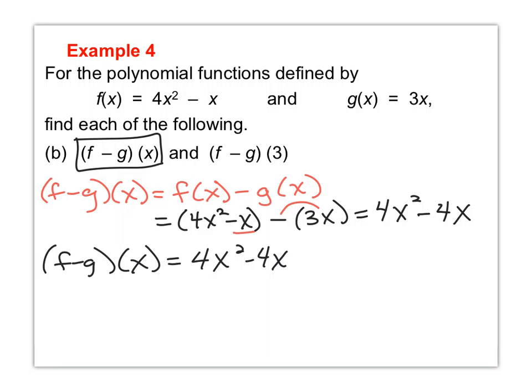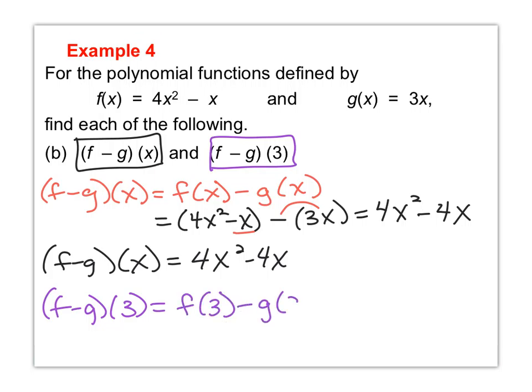For the second part, we want to find f minus g of 3. Now, f minus g of 3 can be found by taking f of 3 and subtracting g of 3. So if you plug 3 into the f of x function, you get 4 times 3 squared minus 3, which is equal to 33. And when you plug 3 into g of x, you get 9. So 33 minus 9 is equal to 24. That's found by plugging each 3 into each of the original functions and then subtracting.